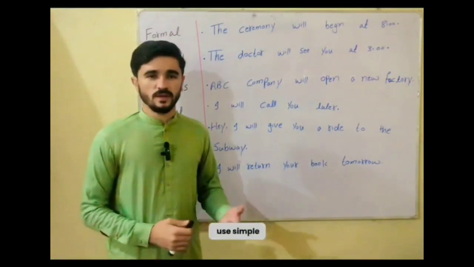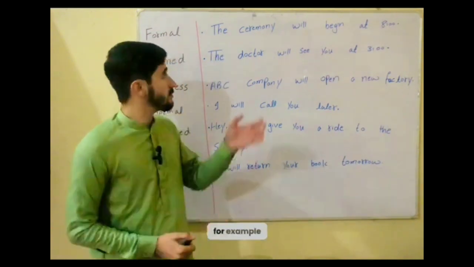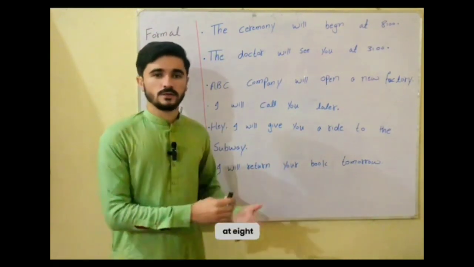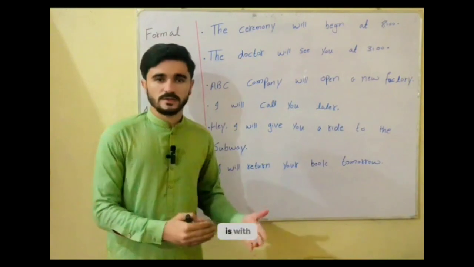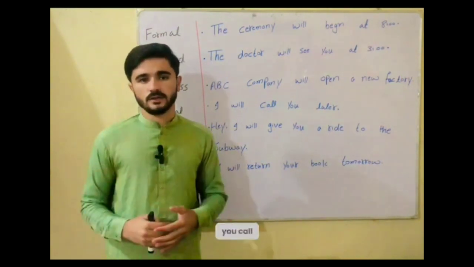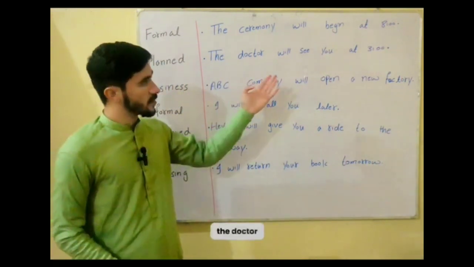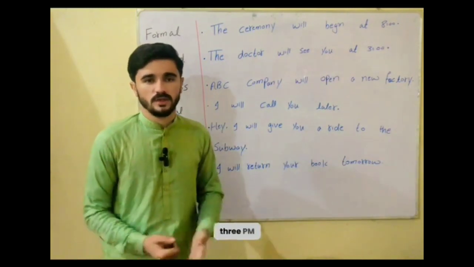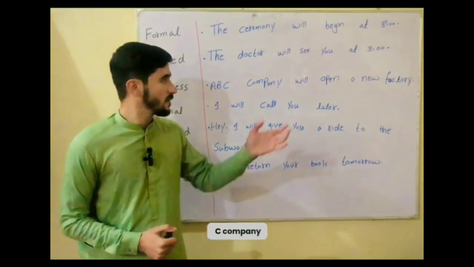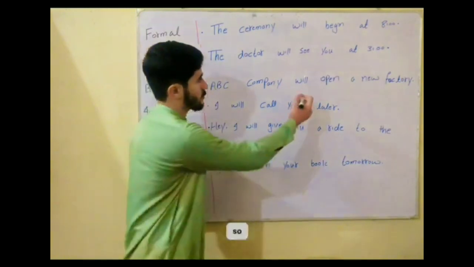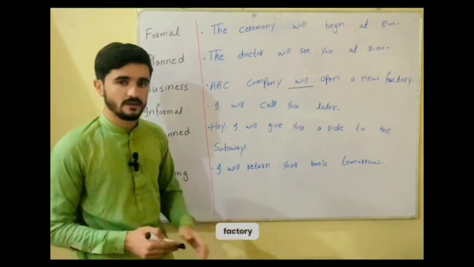When do we use simple future? I wrote some sentences. The first one is for formal situations. For example, the ceremony will begin at 8 a.m., whatever. The second one is planned, something that you already plan, like you call the doctor and the doctor will give you the answer: the doctor will see you at 3 p.m., whatever. And the third one is business. For example, ABC company will open a new factory.